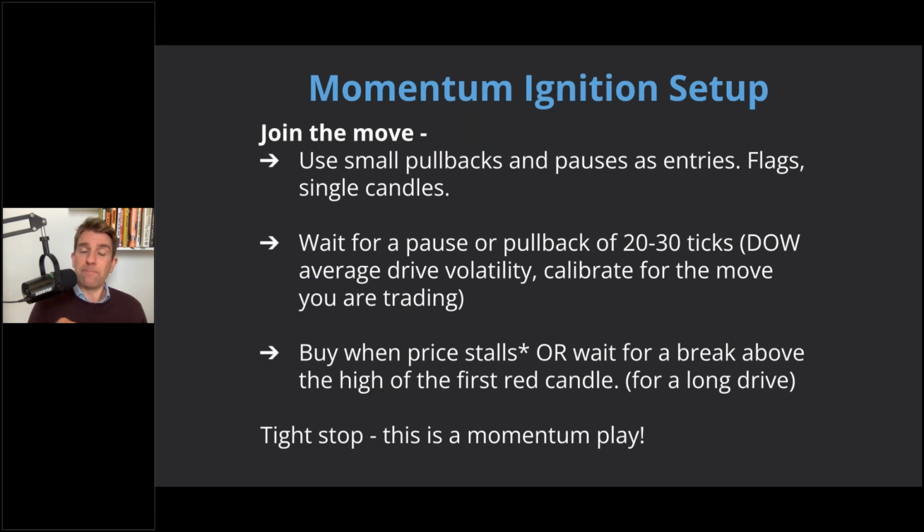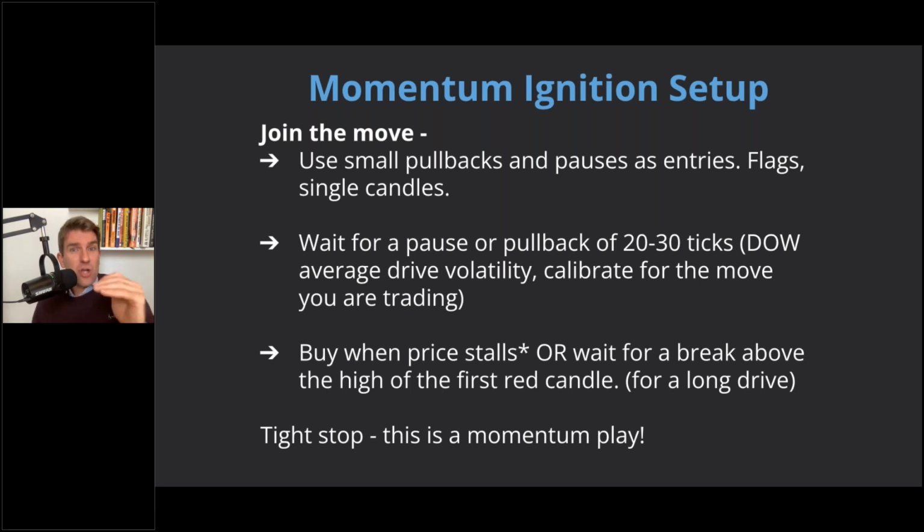So we join the move. Small pullbacks, little pauses, little flags, single candles. Try an example in a moment. Wait for, okay, this is not a bad one actually. If you're a Dow trader, at the moment this is reasonable. So you wait for a pause or a pullback of about 20-30 ticks, and again, average that out for the volatility of the conditions you're in and calibrate for the move you're trading. But that's about right. And so the market comes up, pulls back about 20-30 ticks.